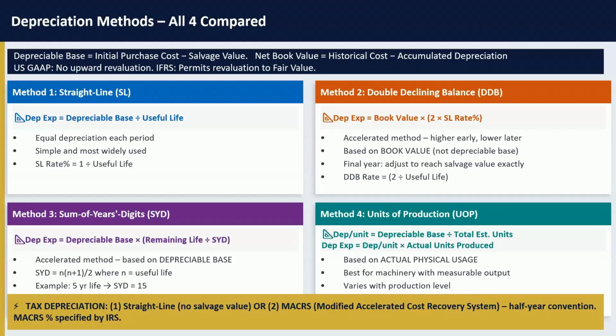Now, moving on to the sum of the year's digits method. One more thing. In the double declining balance method, you depreciate based on book value. In the final year, the calculation will be different. You'll be adjusting to reach the salvage value exactly.